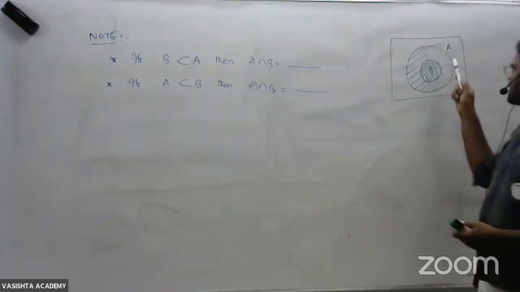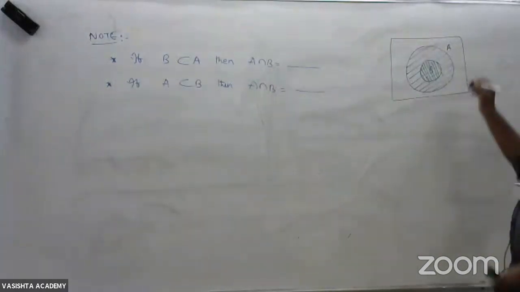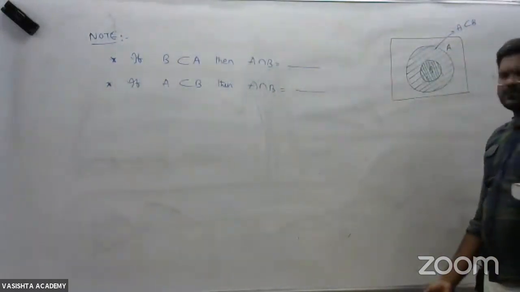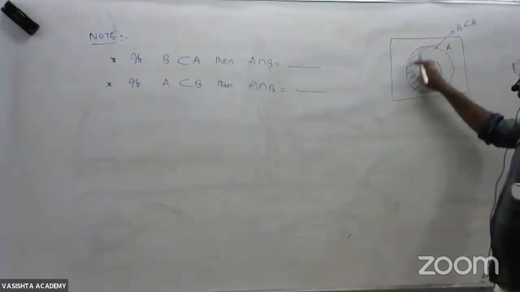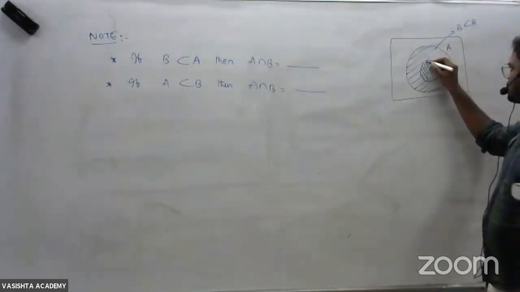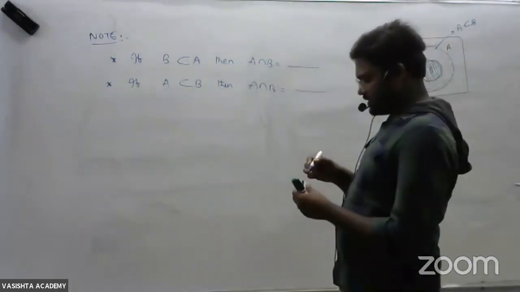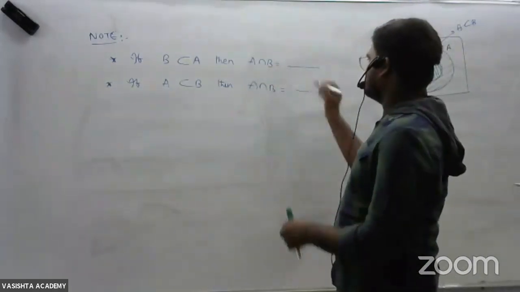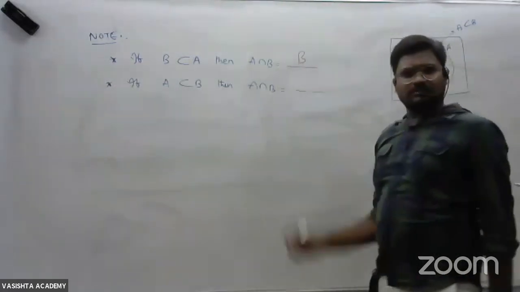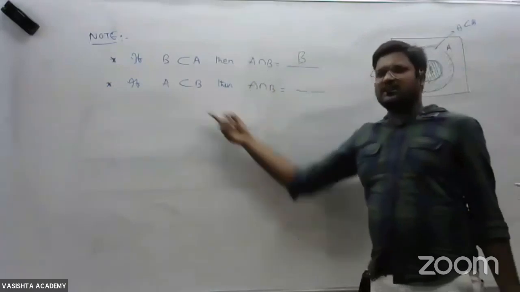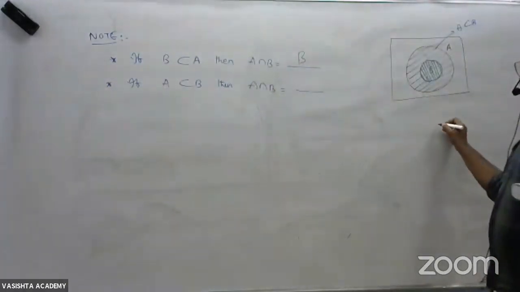Now he is asking what is A intersection B. What is the meaning of intersection? Common region. What is the common region to A and B? Obviously this one, which is nothing but B. So A intersection B will be B. Correct? Very simple.